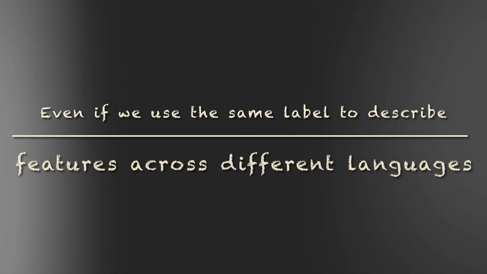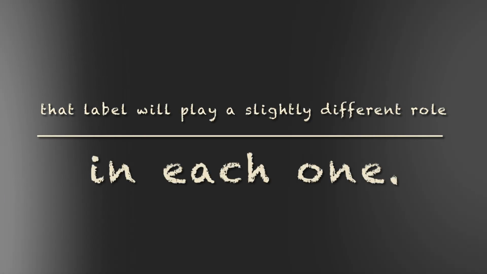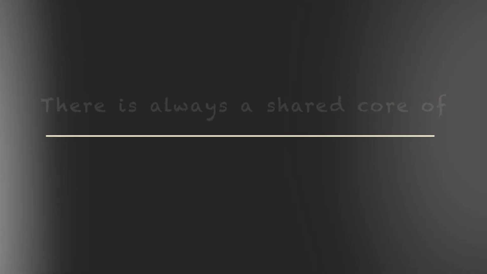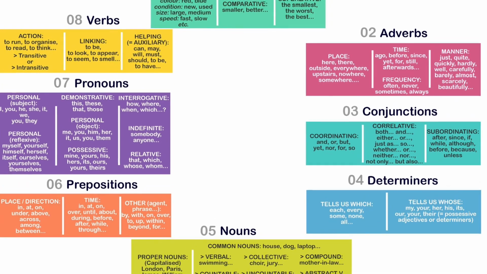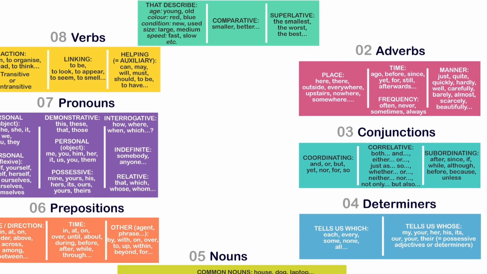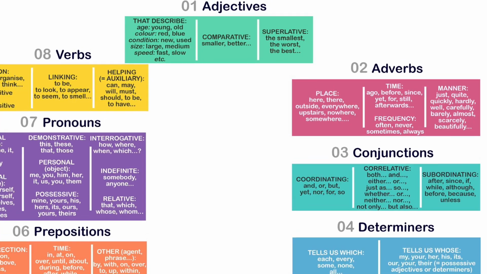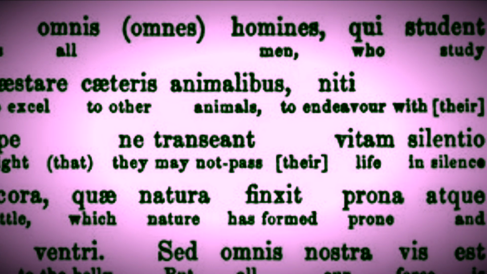Even if we use the same label to describe features across different languages, that label will play a slightly different role in each one. There is always a shared core of meaning and function. That's what justifies using the same label in the first place. But the ways in which that core is extended are unique to each language. Not every language makes use of every kind of construction.